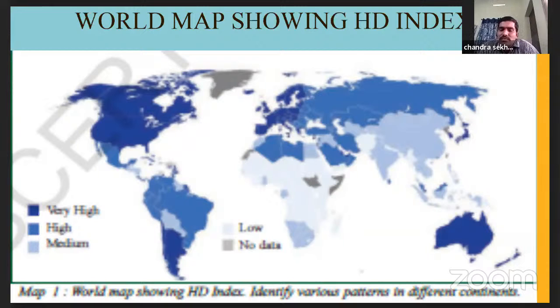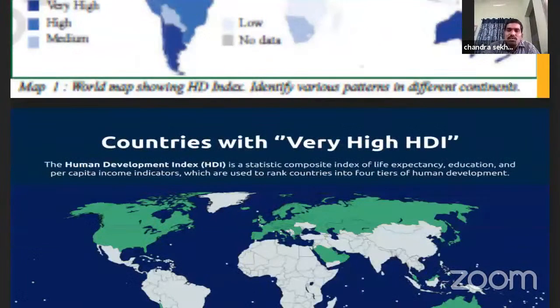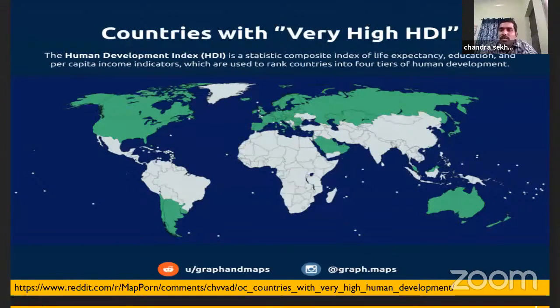So in these countries, the per capita income of the people is high, educational facilities are more available, and they have more life expectancy at birth. So that's why they got high ranks in the Human Development Index prepared by UNDP. So here are the countries with very high HDI. The map clearly shows the countries which have high HDI.